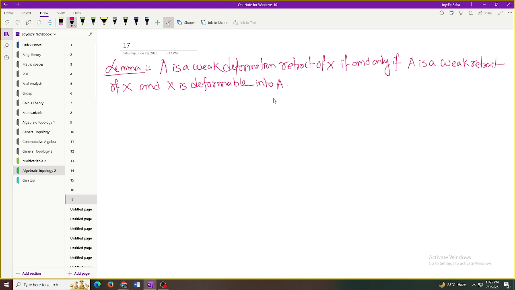Weak retract means it has a left homotopy inverse, right? And deformable if and only if the inclusion has a right homotopy inverse. So I want to say that they would be the same. So this two-sided inverse will be the same and therefore it is a weak deformation retract. Okay. Now what is the proof? I am writing a proof.